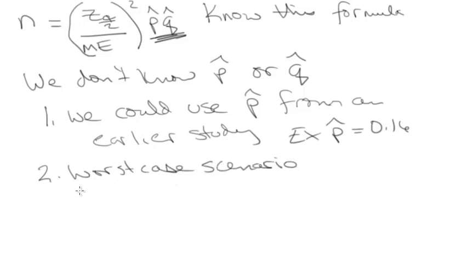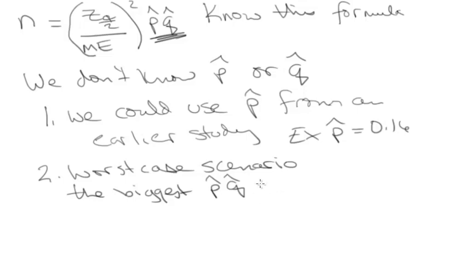Which is the biggest p-hat times q-hat could be, which would result in the biggest n that it could be. And it's better to have too big of an n than too small of an n. Too small of an n and we don't end up with any usable data. Too big of an n, we maybe spent a little more time than we needed to, a little bit more money.